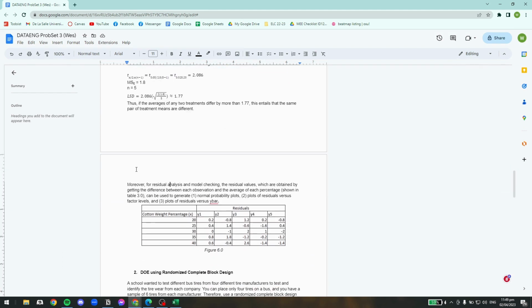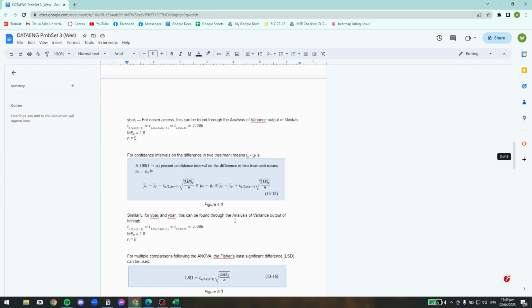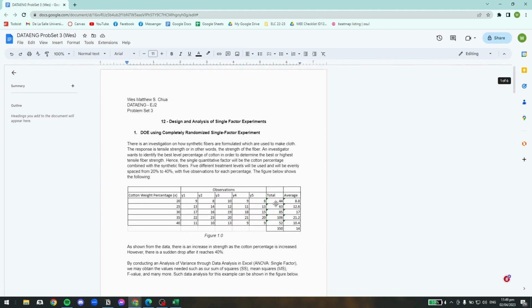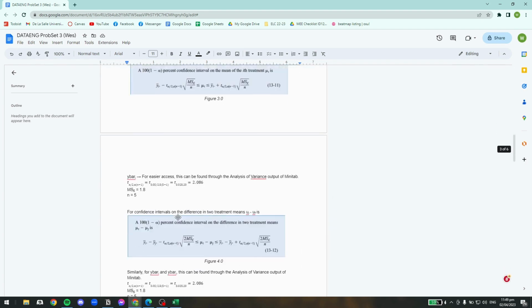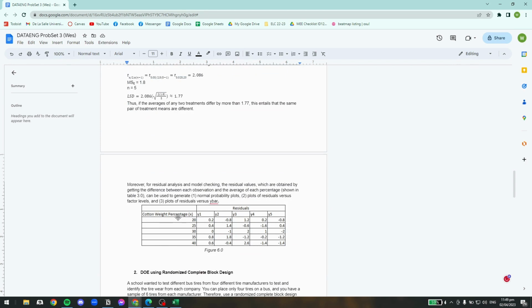Moreover, for residual analysis and model checking, the residual values are obtained by getting the difference between each observation and the average of each percentage, which are these averages. Then this can be used to generate the normal probability plots, the plots of residuals versus factor levels, and the plots of residuals versus the y bar.